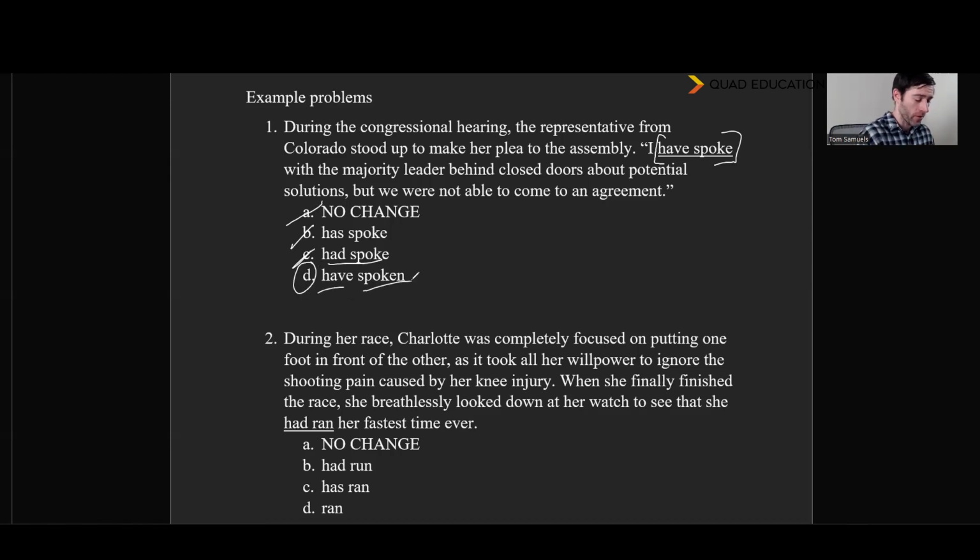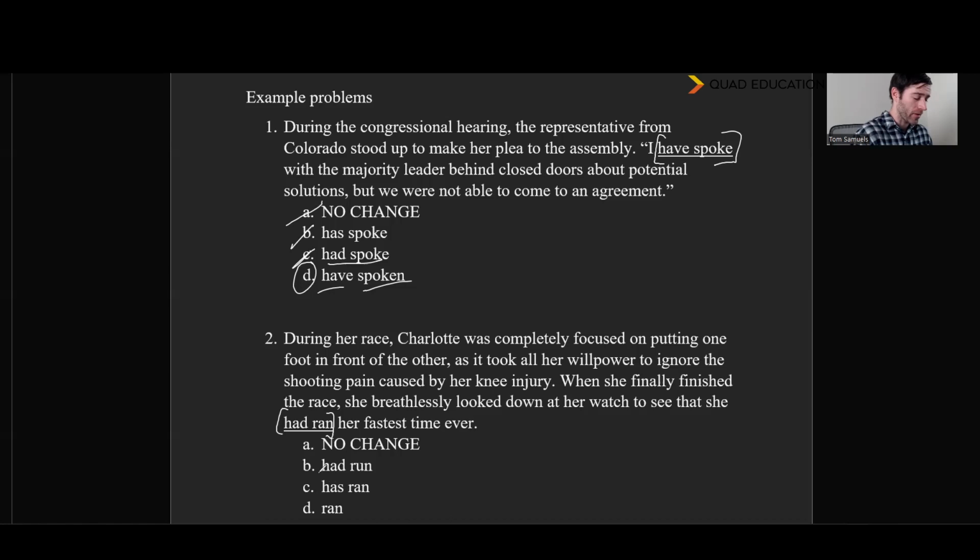And for the second one here, we have during her race, Charlotte was completely focused on putting one foot in front of the other, as it took all of her willpower to ignore the shooting pain caused by her knee injury. When she finally finished the race, she breathlessly looked down at her watch to see that she had ran her fastest time ever. And once again, really hammering home this double active here. It's a little less clear because I ran, is that active? Is it not? But more clearly is run, not the active one, because you can say I run in the present, but you can't say I run in the past tense. So that's what lets you know that run in this case is going to be the participle.